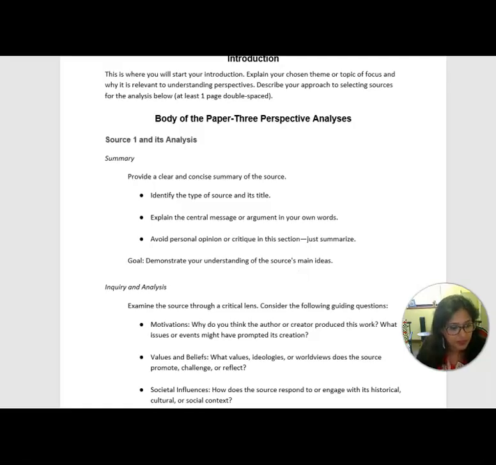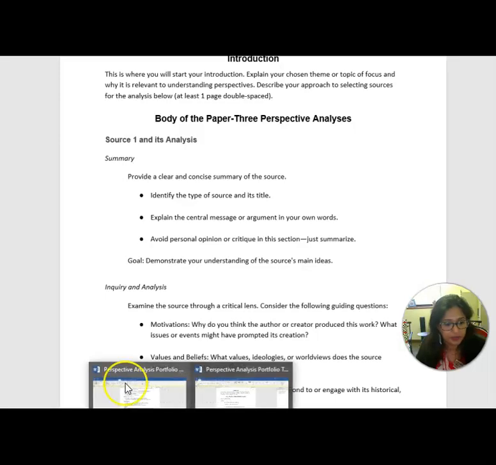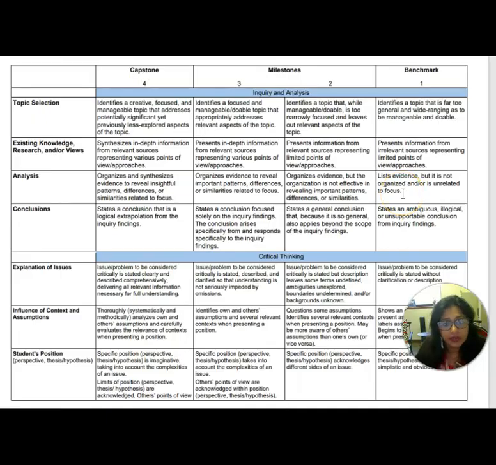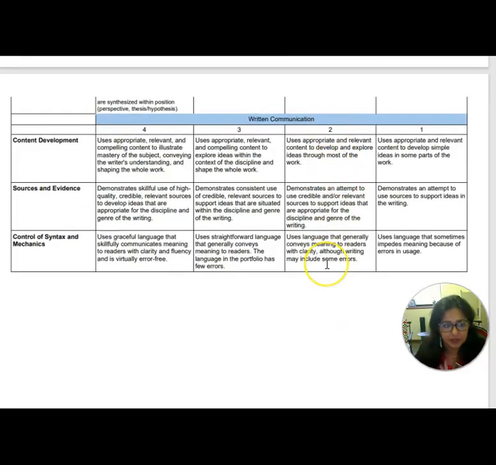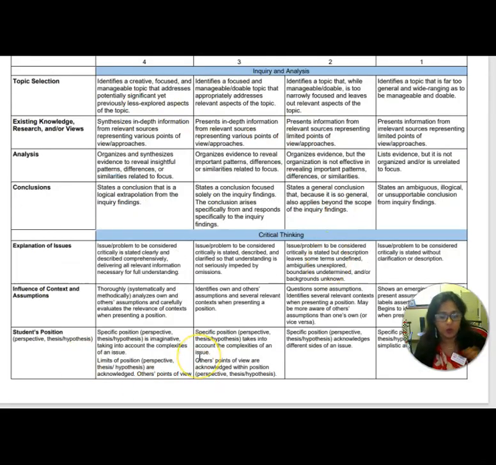I also have the rubric. Let me open up the rubric. Here is the rubric of the paper, and as you can see, the rubric covers inquiry and analysis, critical thinking, and written communication. The whole paper is going to be looked at holistically.